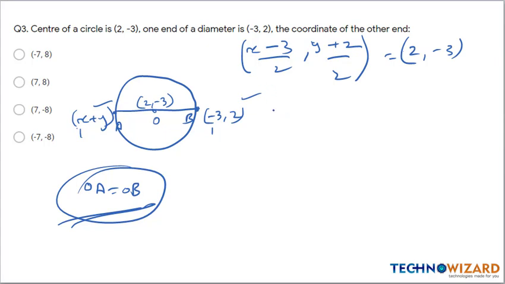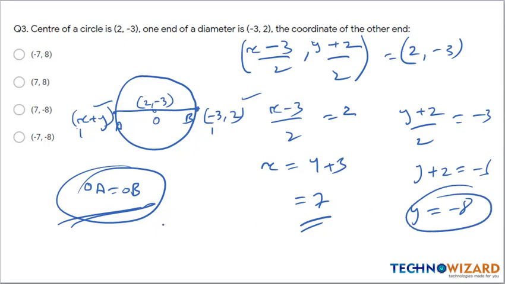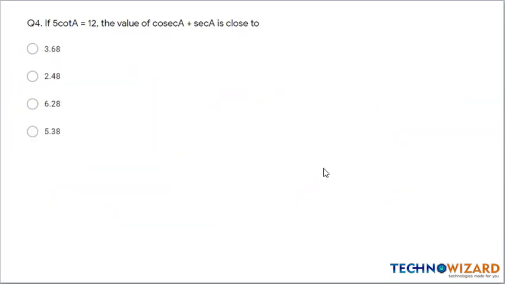So I am comparing: (x minus 3) upon 2 is equal to 2. This will come out to be 4 plus 3, which is equal to 7, so x will be 7. (y plus 2) upon 2 is equal to minus 3. Therefore, y plus 2 is equal to minus 6 and y is equal to minus 8. Therefore, the coordinates of the other point of the diameter will be (7, minus 8). Therefore, option C is the correct answer. Next question, question number 4.